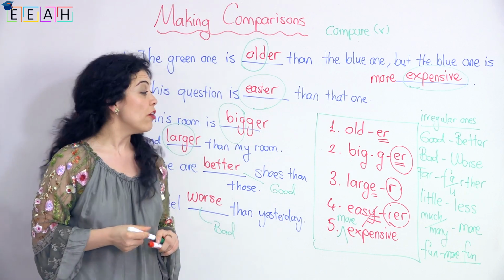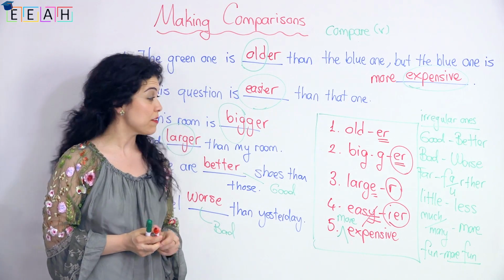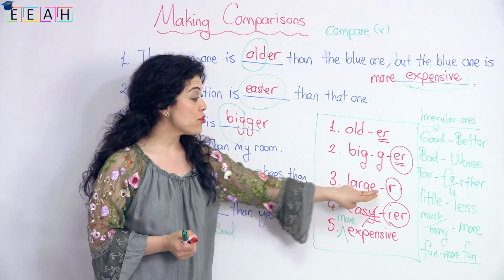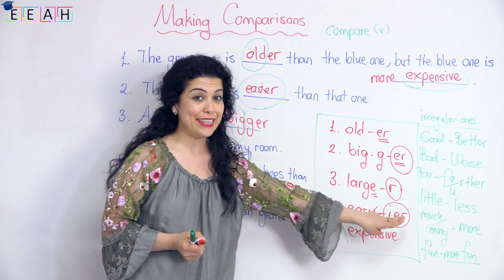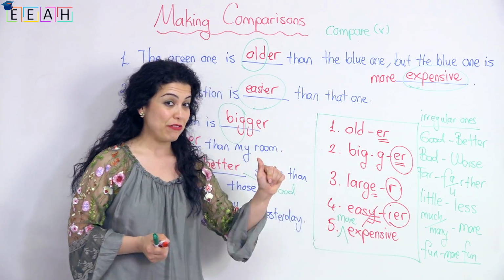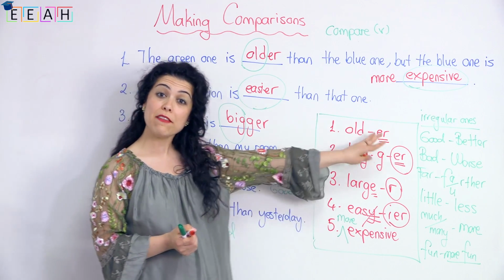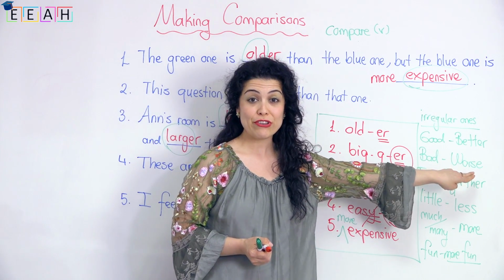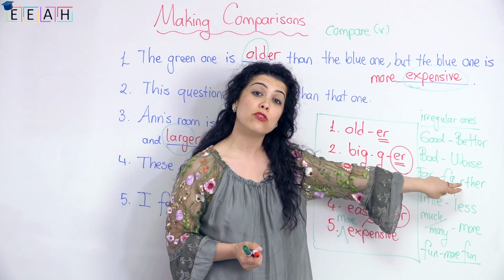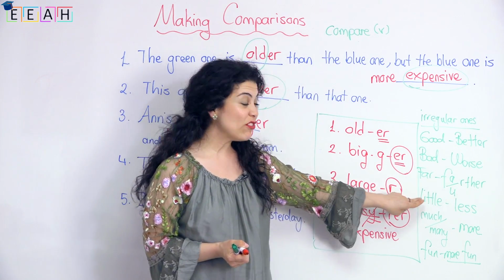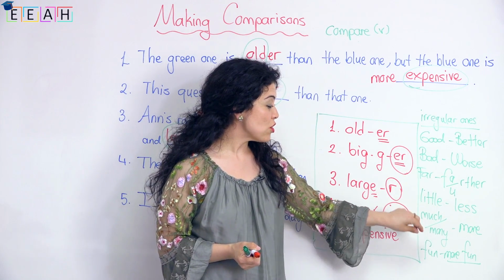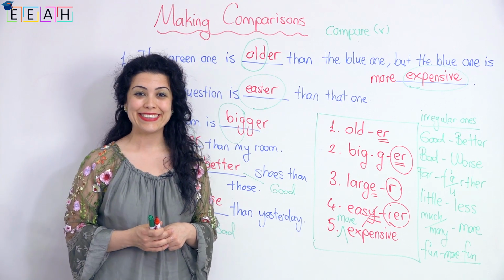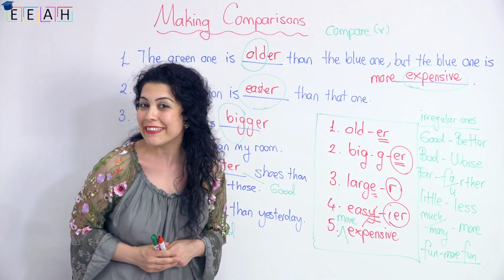Right, so these are the comparative forms of adjectives. Old, older, big, bigger, large, larger, easy, easier, expensive, more expensive. Then the irregular ones, good, better, bad, worse, far, farther, or you can say further, little, less, much or many becomes more, fun, more fun. Now, time for more practice.